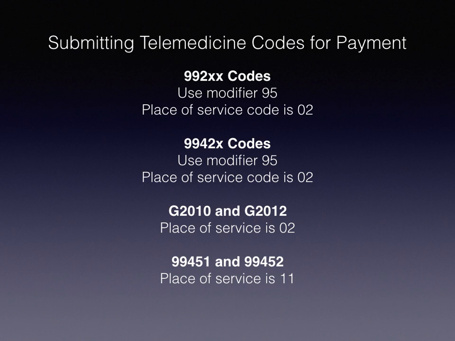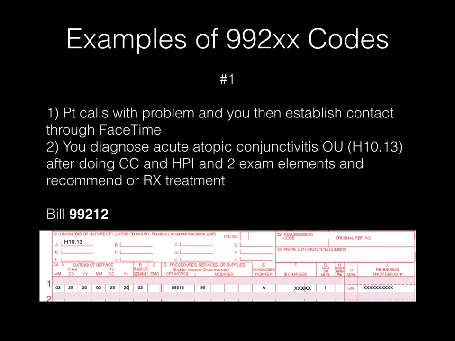Let's do some examples of the codes that you can bill, and this will also include examples of HCFA forms that are filled out for you. So here's an example for a 992XX code. Patient calls with a problem and you establish contact through FaceTime. So this is now using the synchronous communication method. You diagnose acute atopic conjunctivitis OU, and after doing the chief complaint, HPI, and the two exam elements, you recommend a course of treatment for the patient, and of course you document all of that.